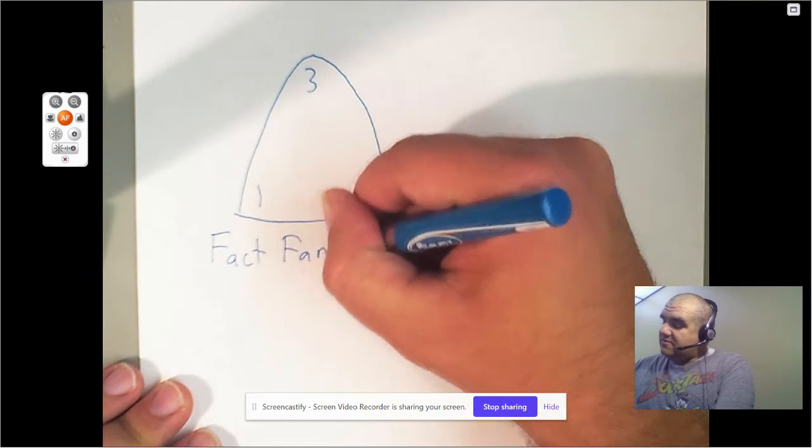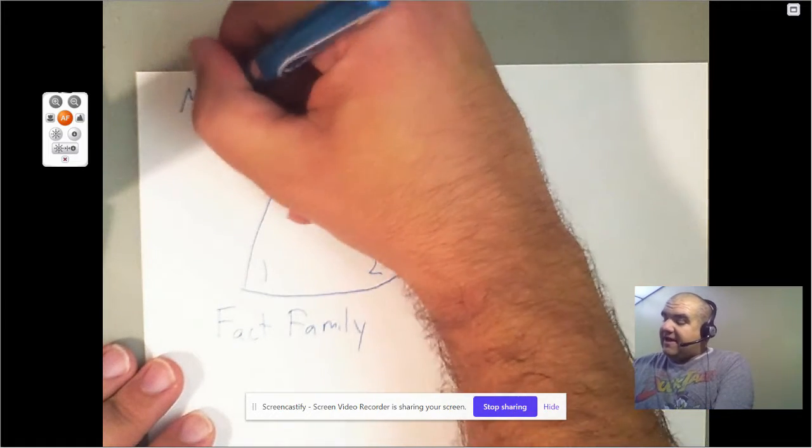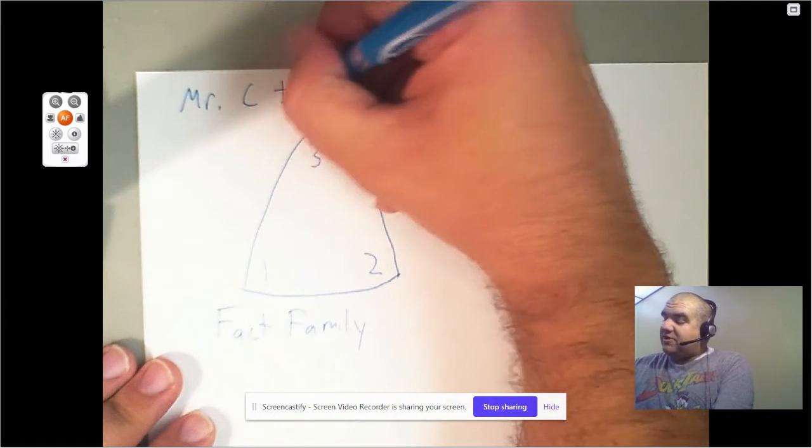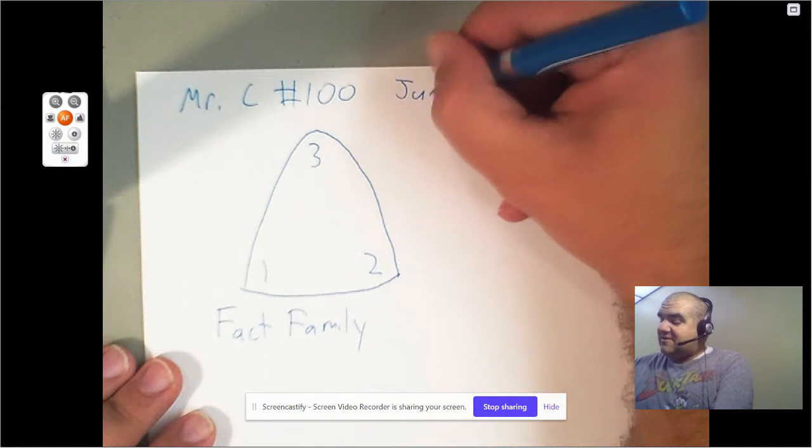family. Oh, Mr. Crandall forgot to put his name on the top. Now, if we were in class, that would mean Mr. Crandall has to do 100 push-ups. But he's not going to do that today because he's not in class.